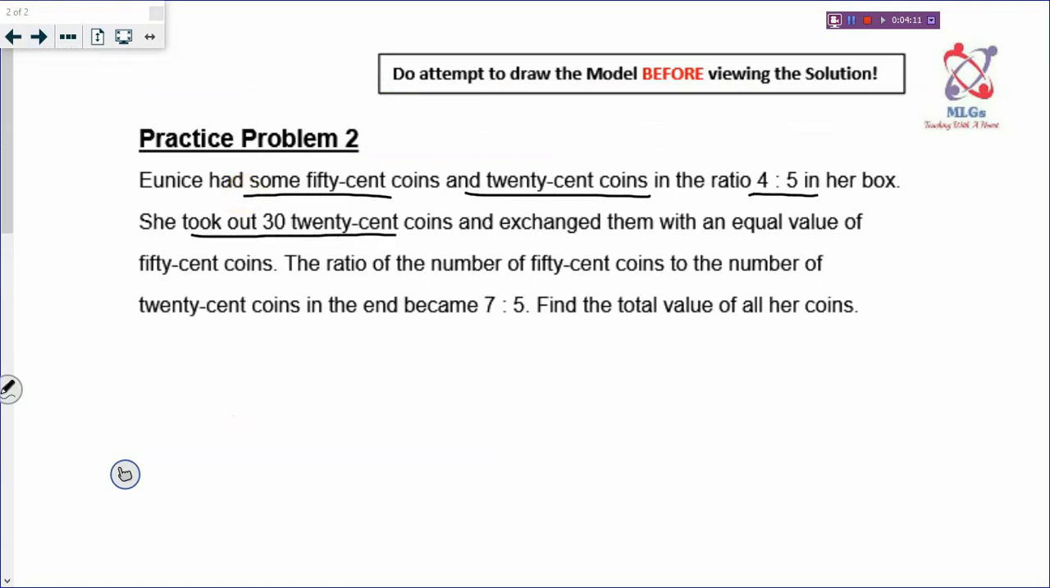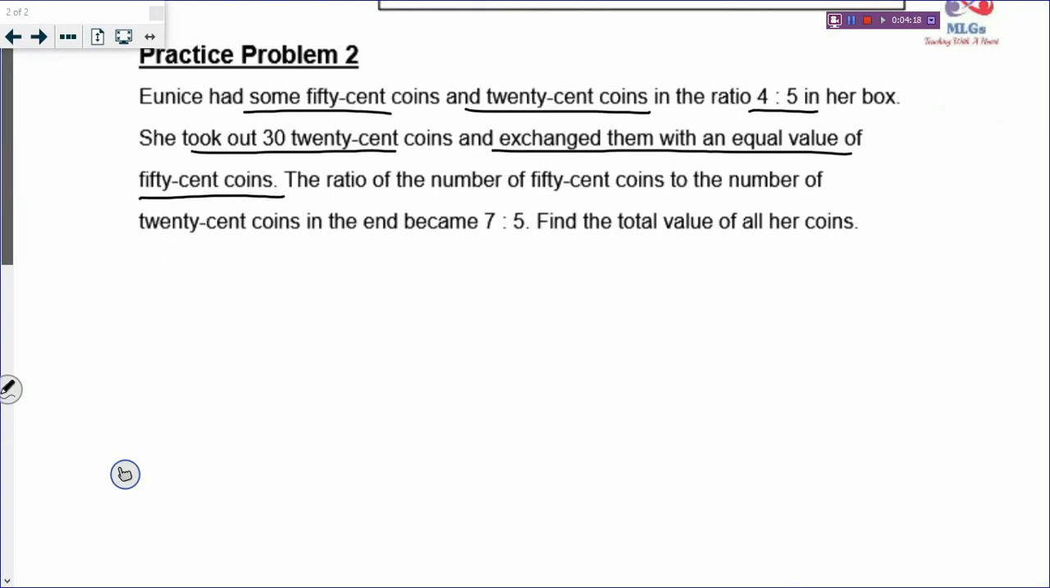She took out 30 20-cent coins and exchanged them with an equal value of 50-cent coins. So what does that mean? It means that she took out 30 20-cent coins, and what's the value? The value will be 600 cents or $6. And then she exchanged them with an equal value, which is $6, with 50-cent coins.